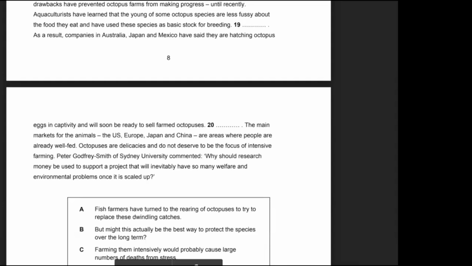Now, the test is not as simple as that. So instead, you're going to have to look for the bigger picture when you're thinking about where the contrast is. The classic example is something like question 20. It says, companies in countries such as Australia, Japan, and Mexico have said they're hatching octopus eggs in captivity, and of course, they'll be soon ready to sell farmed octopuses. So you can see that this is talking positively about octopus farming. But then if you read on a bit further, it says the markets for the animals, so the developed countries I mentioned before, are areas where people are already well fed. They're delicacies and do not deserve to be the focus of farming.